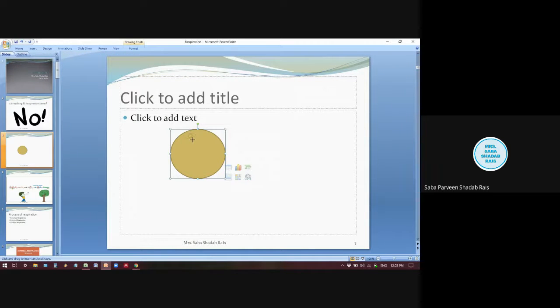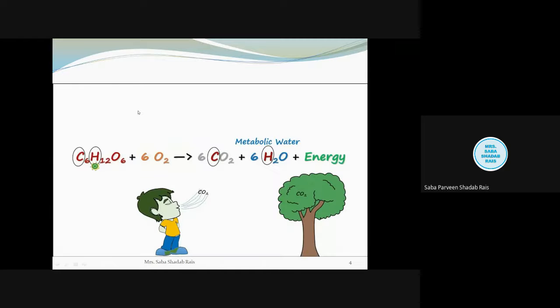Now let me change the color. So you can say this blue is your breathing and this entire big circle is your respiration. It is something like that. If you see, breathing is the small subset of a big process. When we talk about breathing, it is just inhaling and exhaling the gas. It is a smaller process of respiration.